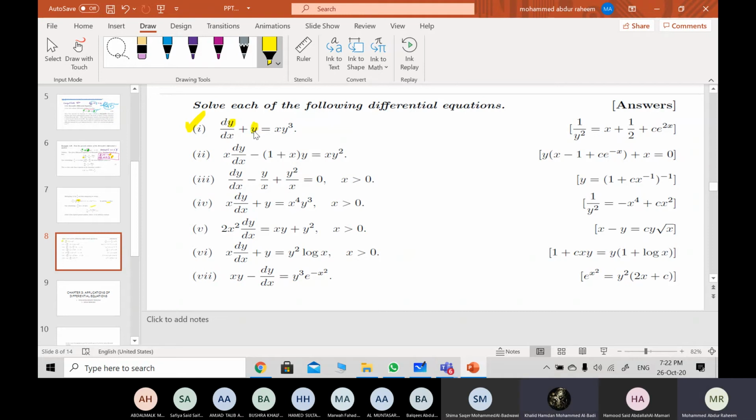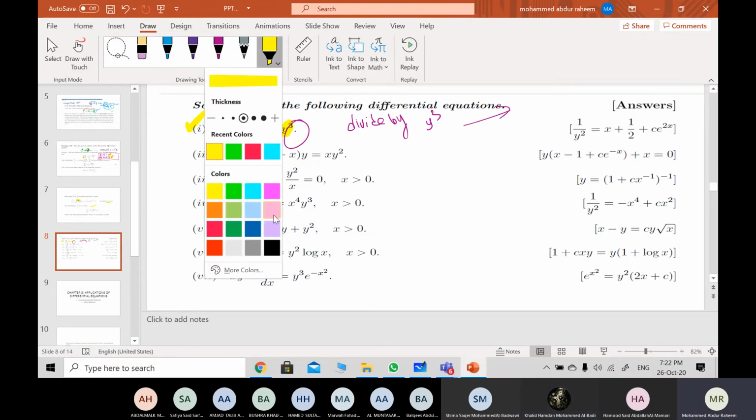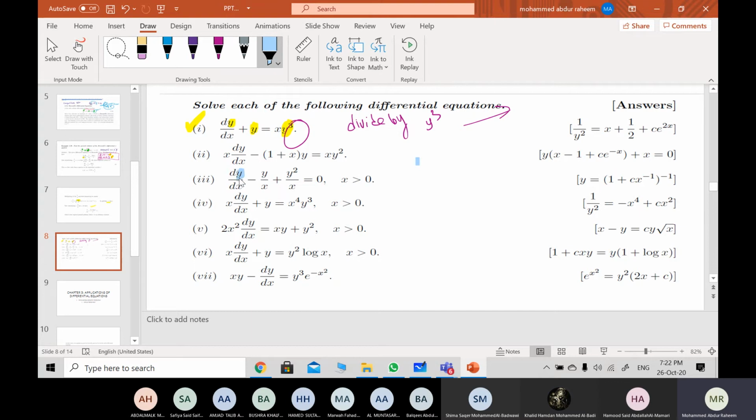See here why? Divide what? Divide by y power, y cube, and continue as it is. Here if you see again, change the color. What now? Divide. We'll move it to the other side. It's not in the standard form. We need to check this again. This is in standard form. Yes, this is okay. We can start.